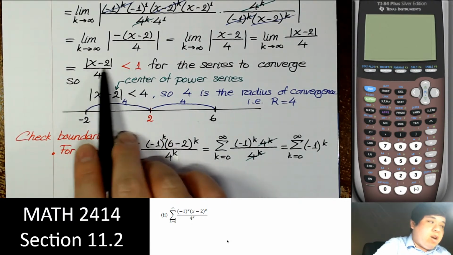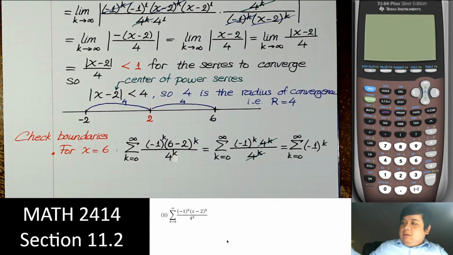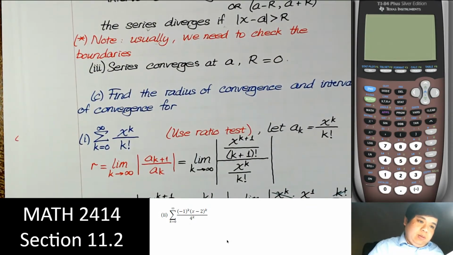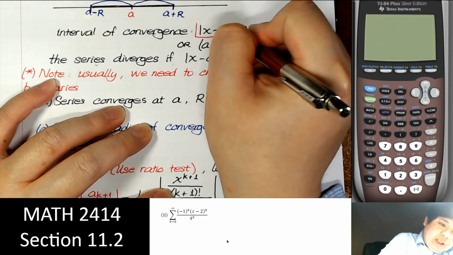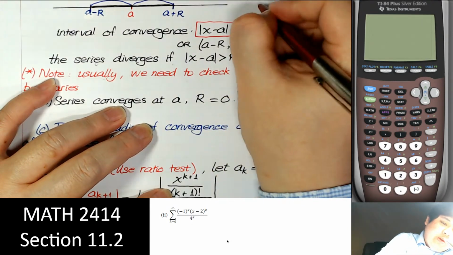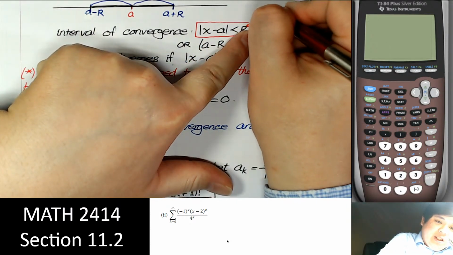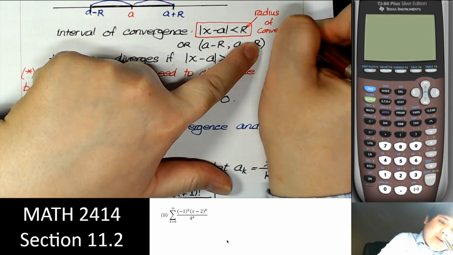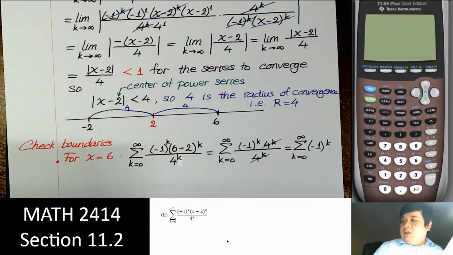Yeah, just multiply 4 on both sides here. And the way we write the radius of convergence, if it is in this form, then the radius of convergence is x minus the center less than the radius. So when we write that form, then we say the radius of convergence is 4.